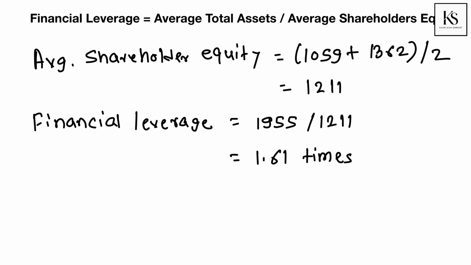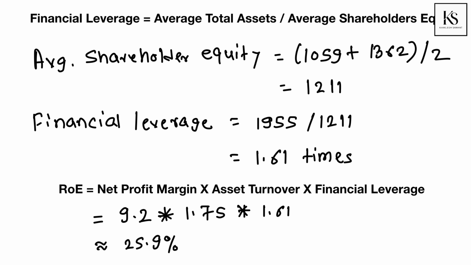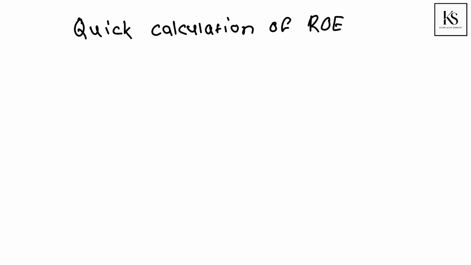We now have all the inputs to calculate ROE for ARBL. ROE is equal to net profit margin into asset turnover into financial leverage. That is equal to 9.2% into 1.75 into 1.61. That is equal to 25.9%. Quite impressive, I must say. I understand this is a lengthy way to calculate ROE, but this is perhaps the best way, as in the process of calculating ROE, we can develop valuable insights into the business. DuPont model not only answers what the return is, but also the quality of the return.